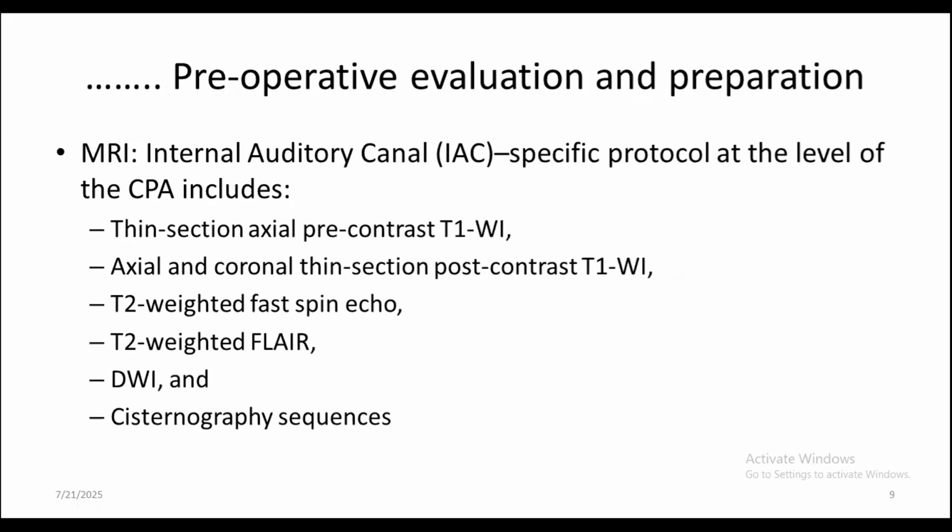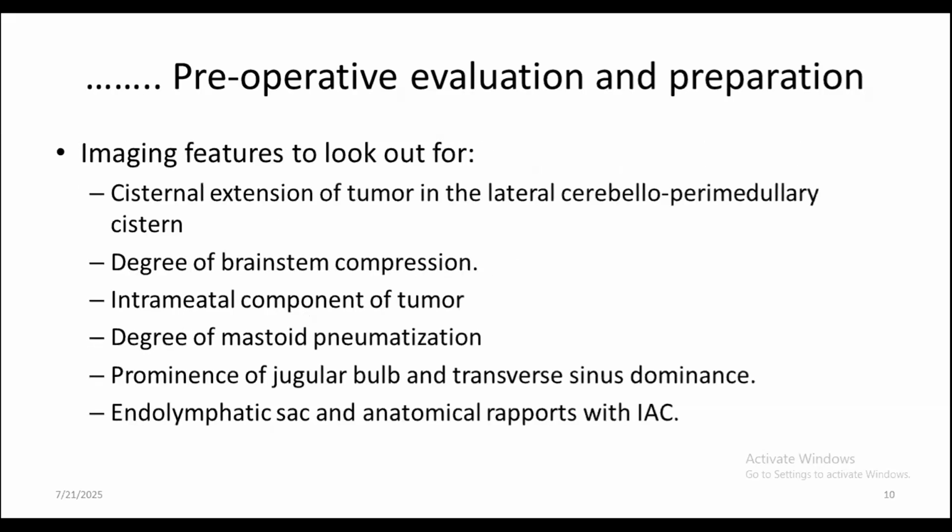The internal acoustic canal protocol involves the following sequences that are performed in order to identify the lesion that is present in the CP angle and then rule out other differential diagnoses. This includes a thin section axial pre-contrast T1 weighted image, an axial and coronal thin section post-contrast T1 weighted image, T2, and then T2 FLAIR, as well as DWI. Cisternography also is important to identify the CP angle cistern. All these are aimed at ruling in or out the differential diagnosis of the lesions.